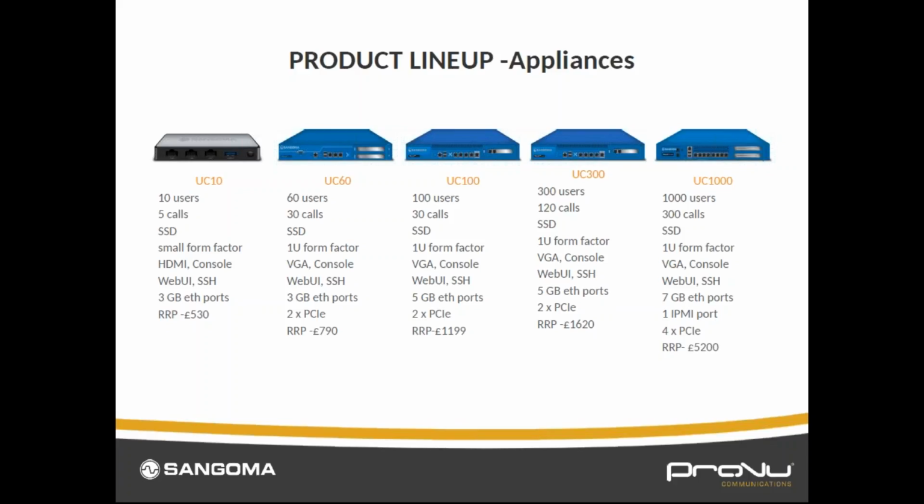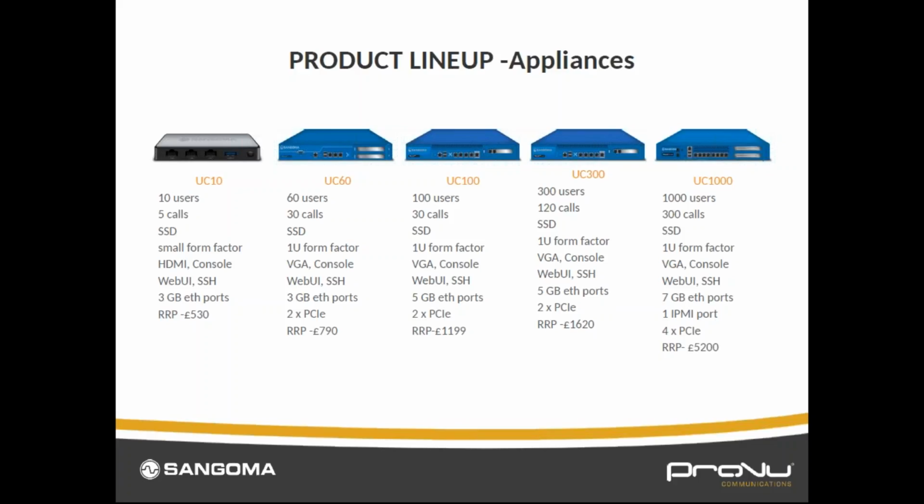If you go to UC100, again, it's a bit more powerful system. It allows you to have 100 users, 30 concurrent calls. Again, the form factor is the same as the UC10, but it does have 5 gigabit Ethernet ports and 2 PCI Express cards. The pricing you see is all retail prices, so you can see they are quite economical for the number of users, and with trade pricing you get better pricing and discounts on the PBXs anyways.